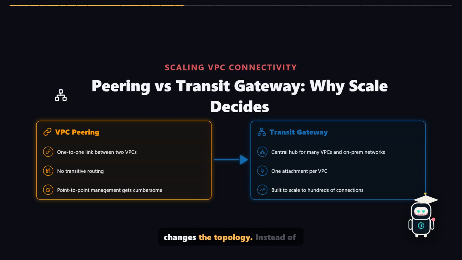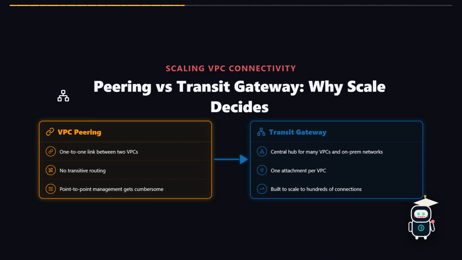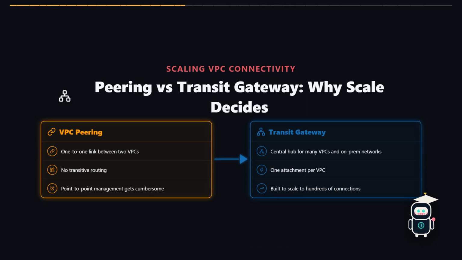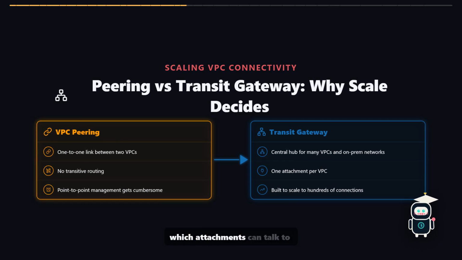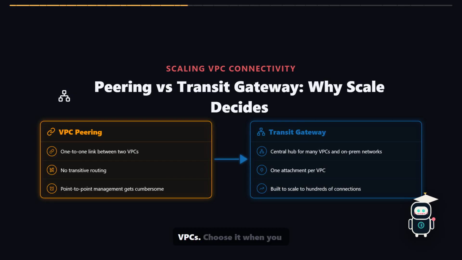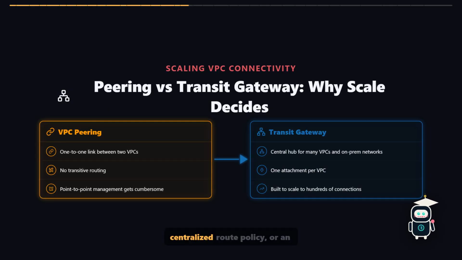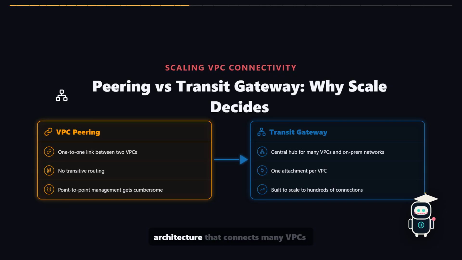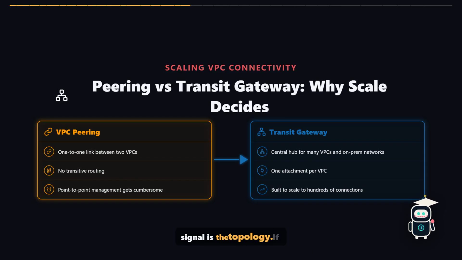Transit Gateway changes the topology. Instead of building many direct VPC to VPC relationships, you connect VPCs, VPNs, and Direct Connect gateway associations to a central network hub. Transit Gateway route tables then control which attachments can talk to one another. Do not choose Transit Gateway only because you reached a magic number of VPCs. Choose it when you need hub-and-spoke connectivity, transitive routing, centralized route policy, or an architecture that connects many VPCs and on-premises networks. The exam signal is the topology.